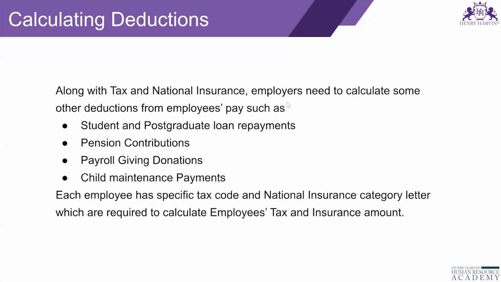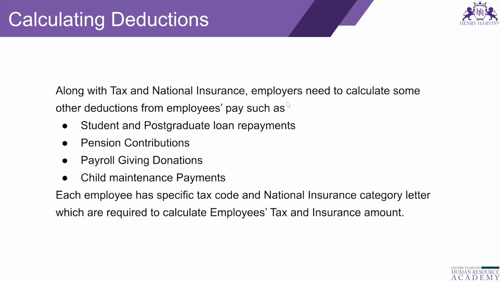Calculating deductions accurately. Okay, so what kind of deductions will you see in the UK? One is tax and national insurance, which is for everyone, but it depends on the salary. If a salary is very low, they do not come into the slab, so they will not pay tax and NI. Okay, so we'll see that calculation.